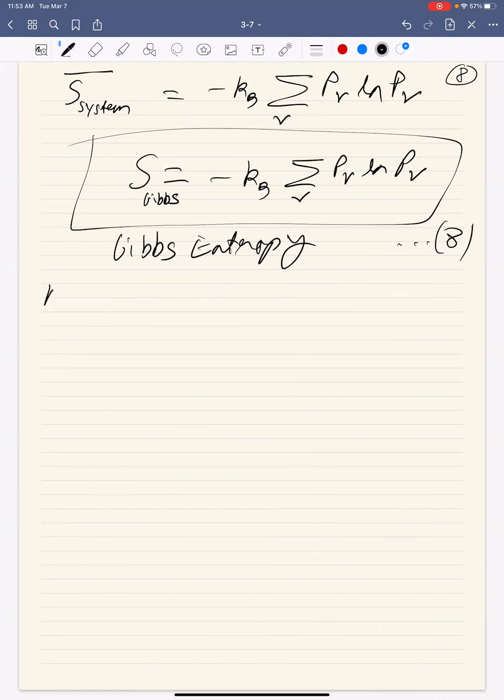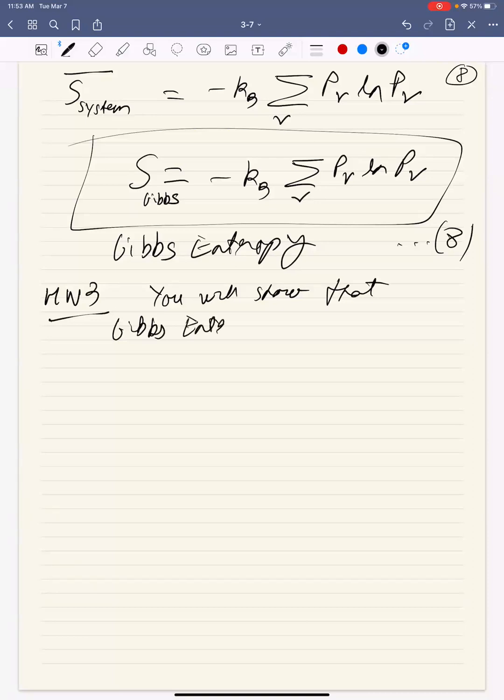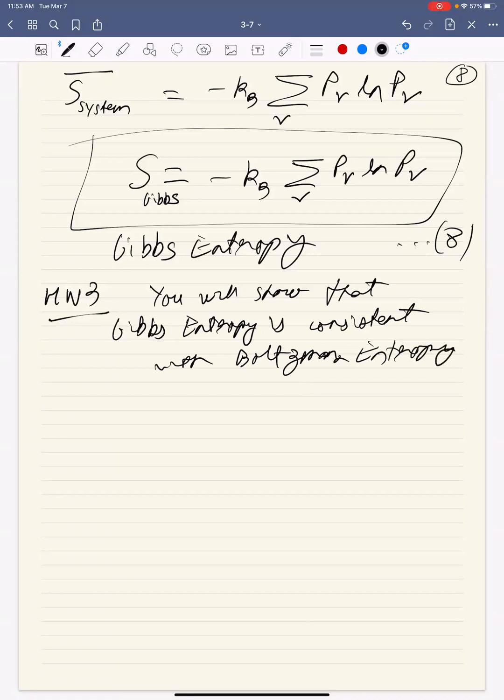In your homework 3, in the next problem, I've basically created your homework today, you will show that Gibbs entropy is consistent with Boltzmann entropy in every possible way. I will ask you to look at a few consistency conditions, and you will see it follows all the nice things that you expect it to follow. Okay? It is extensive, it has nice monotonicity properties, everything, you will see all that.